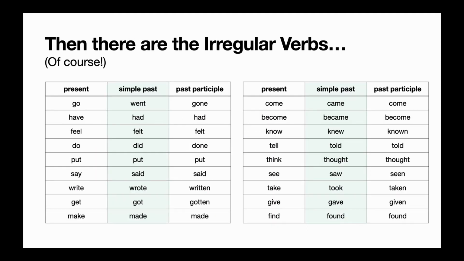Then we have the irregular verbs. So were you able to think of some irregular verbs? When you are studying English, most people memorize the irregular verbs in these sets of 3. The present tense, the simple past tense, and the past participle. So you might remember in your English classes saying, go, went, gone, have, had, feel, felt, do, did, done.